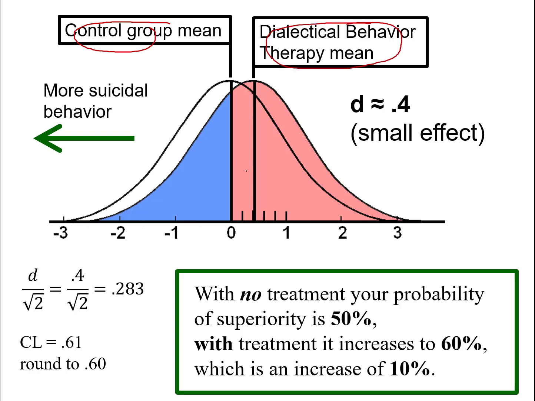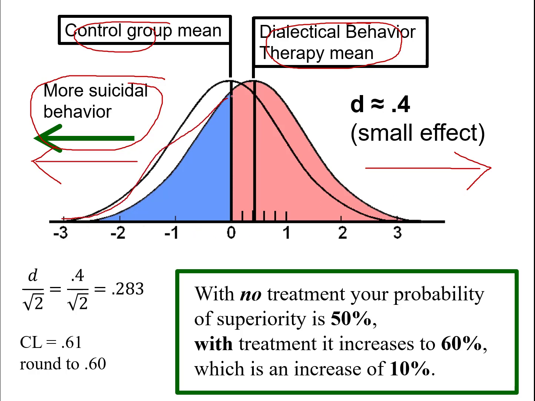One of the key problems with people who have borderline personality disorder is suicidal behavior. So the key outcome variable here is the extent of suicidal behavior, and going towards the left is more suicidal behavior, and going to the right is the more positive outcome with less suicidal behavior. I have my distribution of suicidal behavior in the control group, which is the bell-shaped curve on the left, and the distribution in the treatment group, which is the bell-shaped curve on the right.